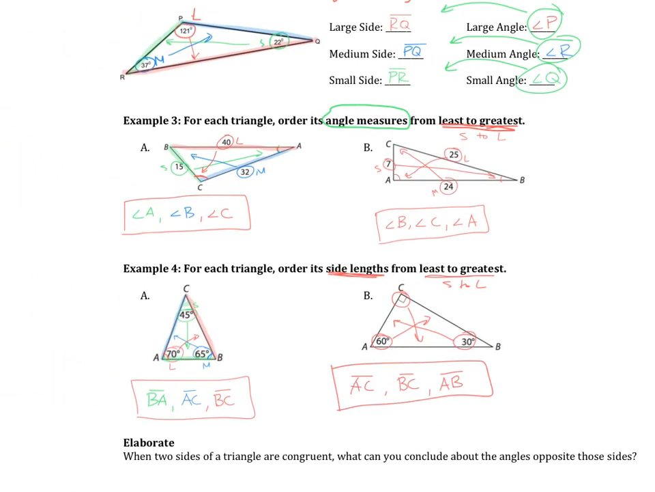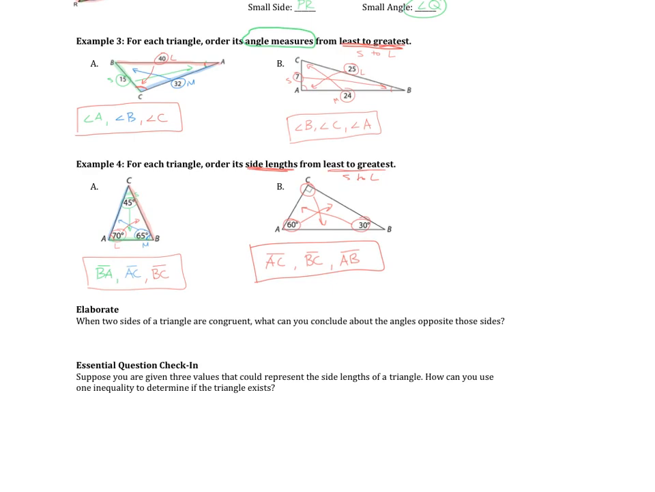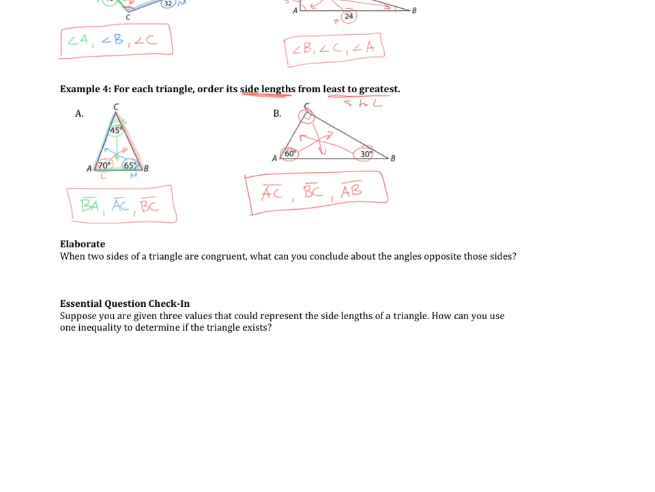Okay. So there's a couple of questions down here at the end that I just want you to think about and maybe write an answer to. When two sides of a triangle are congruent, what can you then conclude? What can you come up with about the angles opposite those sides? So if the sides of a triangle are congruent, what do you know about the opposite angles? That's your first question here in the elaborate.